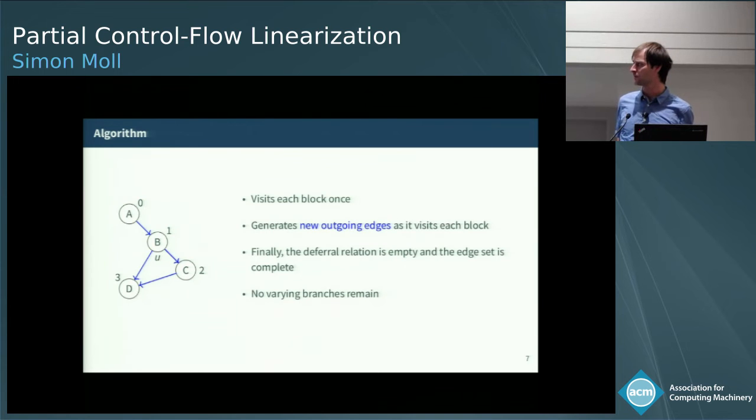So to sum it up, we visit each block once in this special topological order. We generate new outgoing edges as we go through the graph. And finally, the deferral relation is empty, meaning there's no red dashed edges left, and the edge set is complete. And more importantly, no varying branches remain, but we are able to preserve some of the uniform branches. And that's the algorithm.